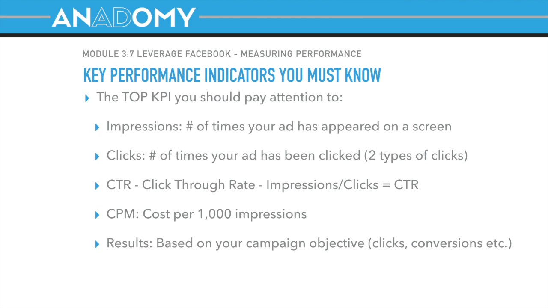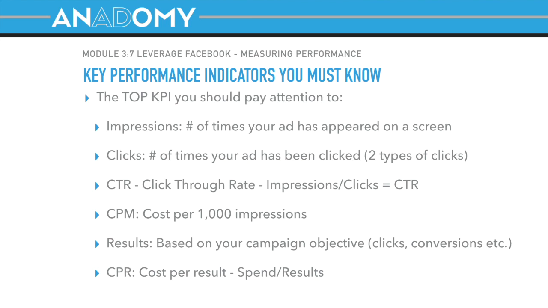For instance, if you run a clicks to website campaign, your results column is showing you your clicks, whereas if you ran a conversion campaign, your results column would be showing the total number of conversions for that ad. Another metric to note is CPR, or cost per result. Again, this is dependent on your campaign objective, but this is showing you how much you're spending to get whatever result it is that you're after.